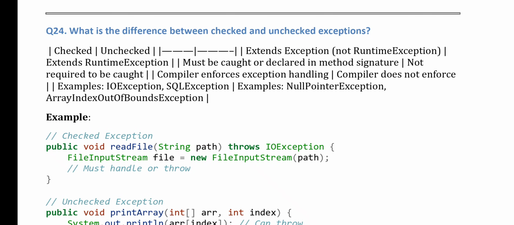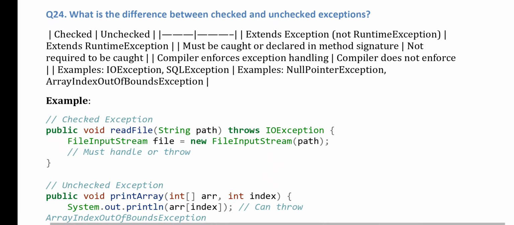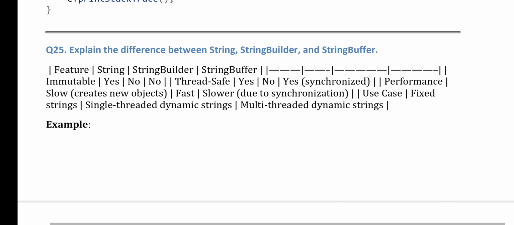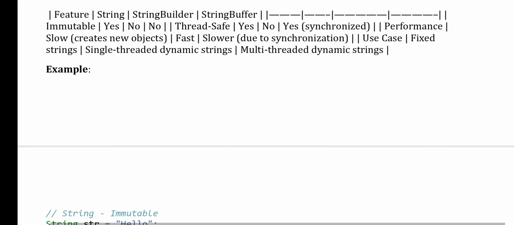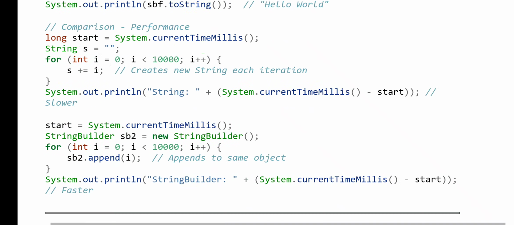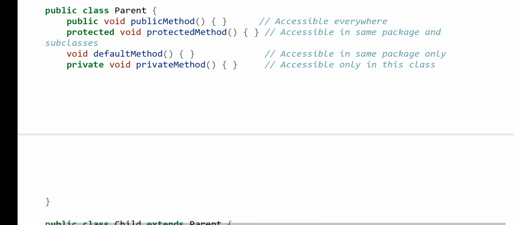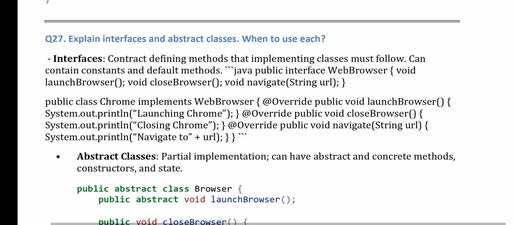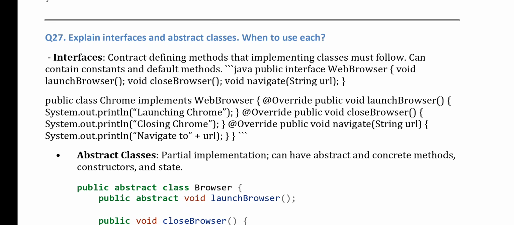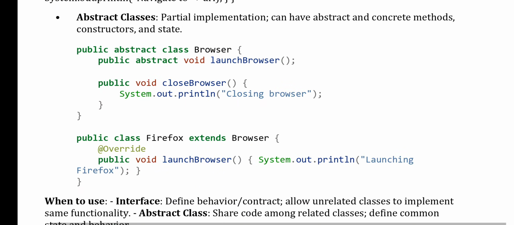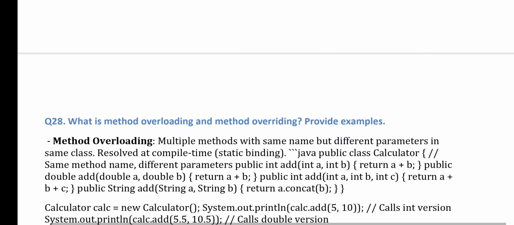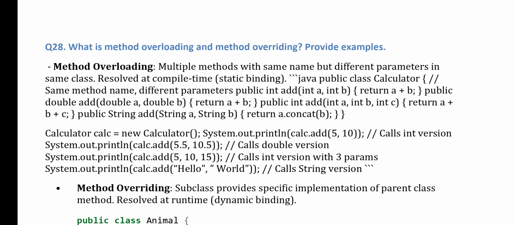The next question is: what is the difference between checked and unchecked exceptions? What's the difference between StringBuilder and StringBuffer? What are the access modifiers in Java and their scope? Explain the interfaces and abstract classes, when to use each. What is method overloading and method overriding? Can you provide the examples?